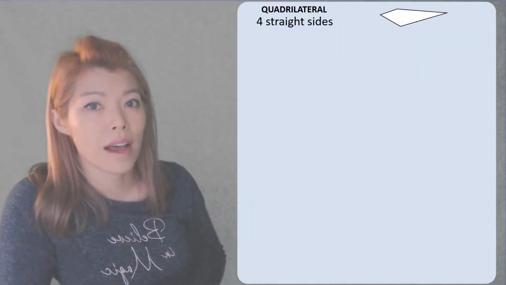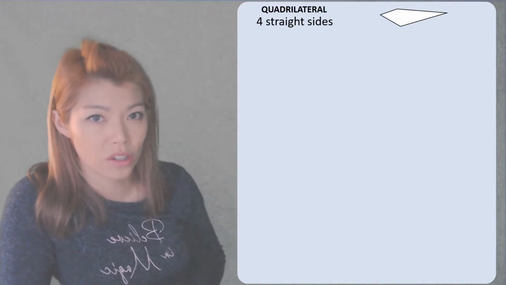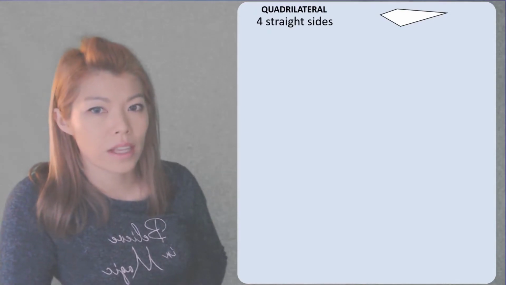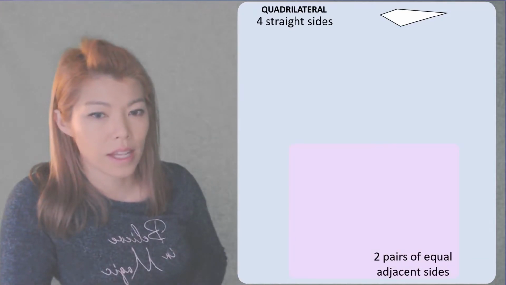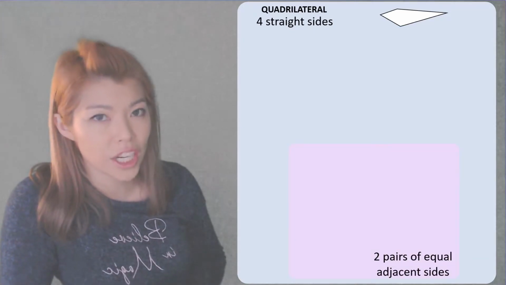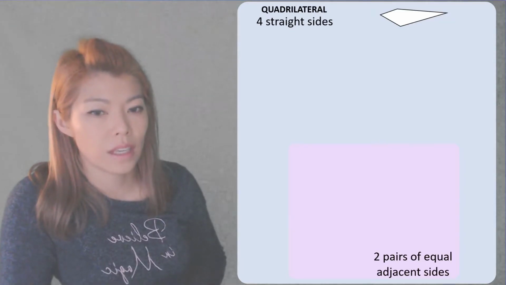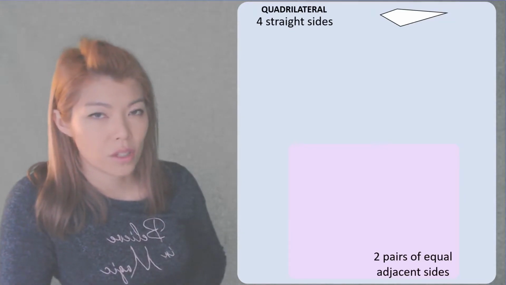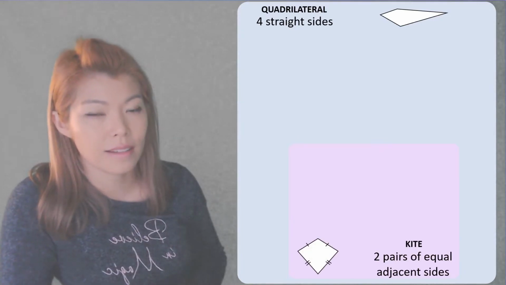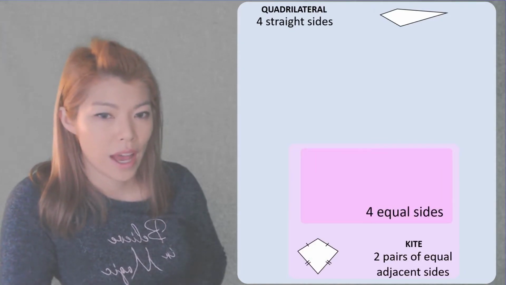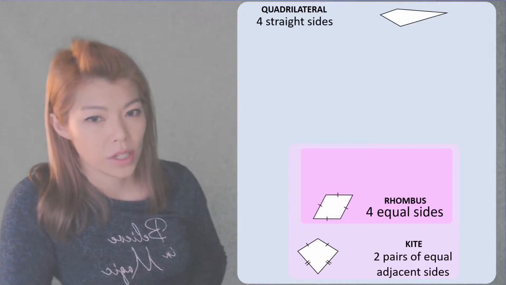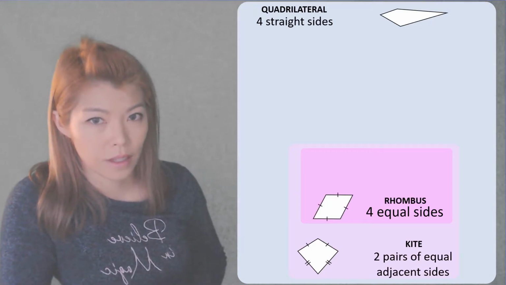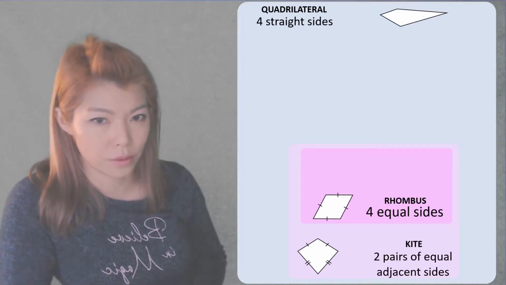So let's summarize all the properties of these quadrilaterals. Quadrilaterals are things with 4 straight sides. We can have things that have 2 pairs of equal adjacent sides, or 2 pairs of equal sides next to each other, which are kites. We can also have 4 equal sides, or 4 of them to be equal, which then would give us a rhombus. So these are all quadrilaterals.